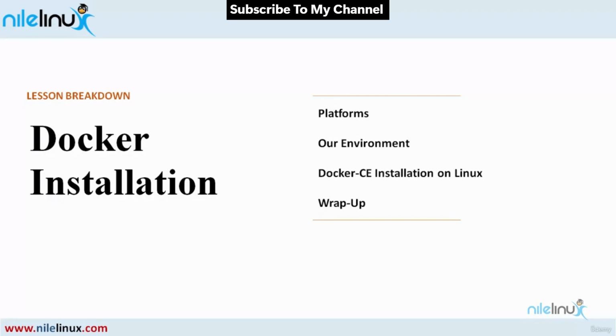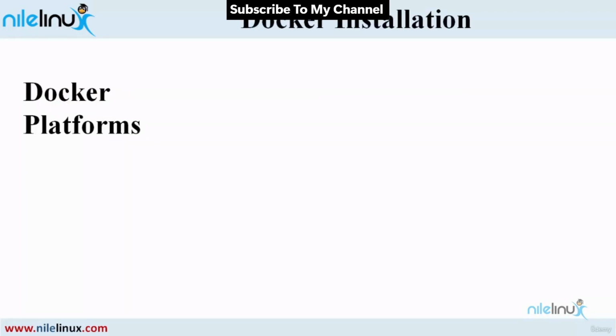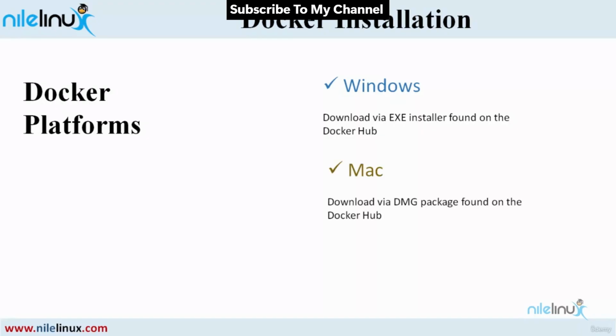So let's get started. Docker can be installed on a number of platforms. We can install it on Windows via the exe installer found directly on the Docker Hub. We can also install it on Mac, and again that's via a DMG package also found on the Docker Hub, but most commonly Docker is installed on Linux. And in this course we are going to install Docker on CentOS Stream version 9.